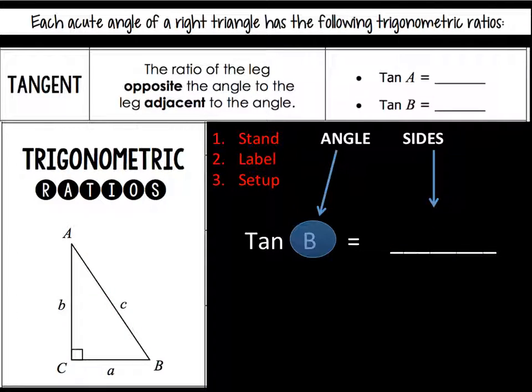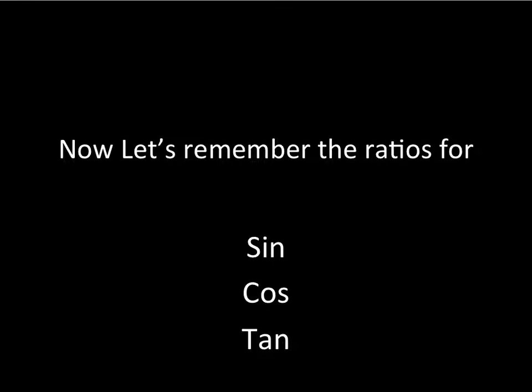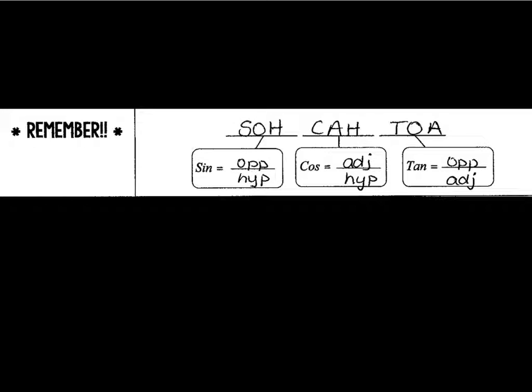You try tangent of B. So here we go. Stick figure is at B. Opposite over adjacent is my tangent ratio, and so that is B over A. Now what we need to do is just remember what the ratios are for sine, cosine, and tangent. Sine is O over H, cosine is A over H, and tangent is O over A. We could remember it by saying SOHCAHTOA, SOHCAHTOA.